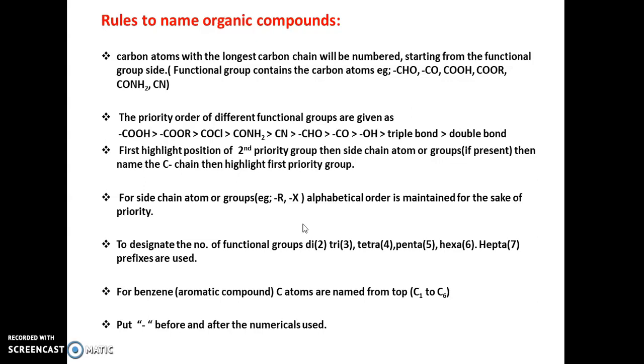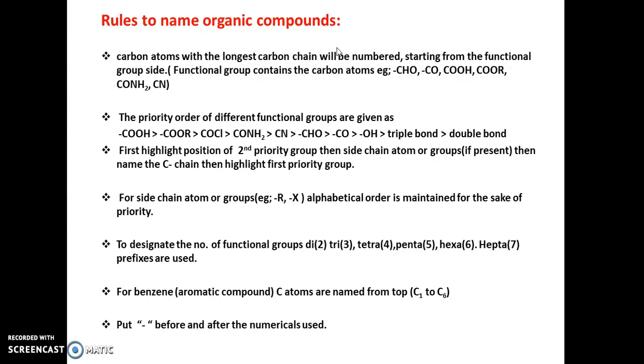The first rule is that you have to number the carbon atoms following the longest carbon chain in the compound. In the compound you might find a lot of carbon chains, so you have to number the carbon chain which contains the maximum number of carbon atoms. That is called the longest carbon chain. So we have to number the longest carbon chain in that compound.